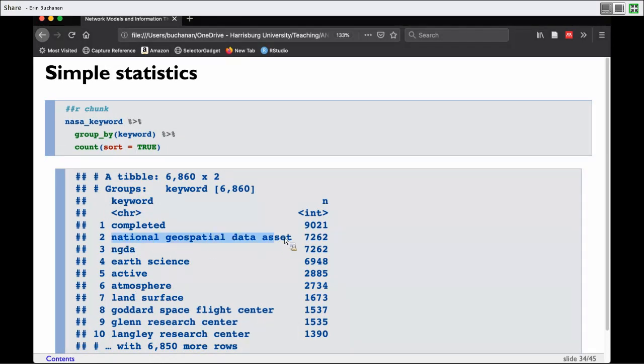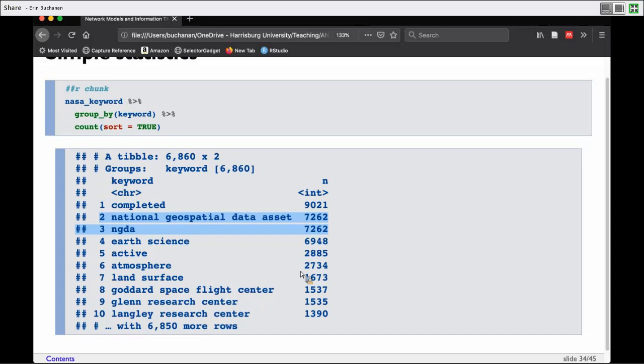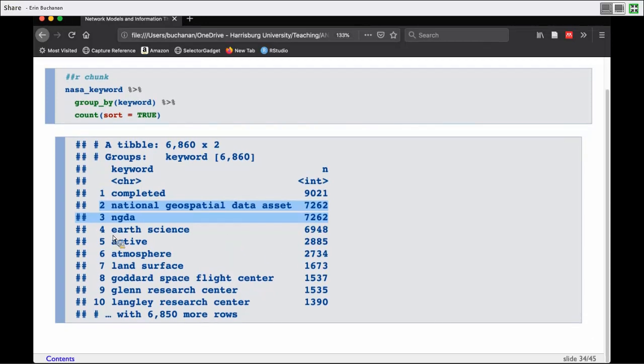And so this is, remember, an n-gram. And so we can tell that the number one keyword that they use is finished, done, stamped. On the National Geospace Dataset Asset, and check out this. This is going to be slightly problematic for us because every time they tagged it with the full label, they also tagged it with the abbreviation. And so you'll see this is going to create this little local cluster because they always occur together. There's another one that does this too. So you'll see in a minute.